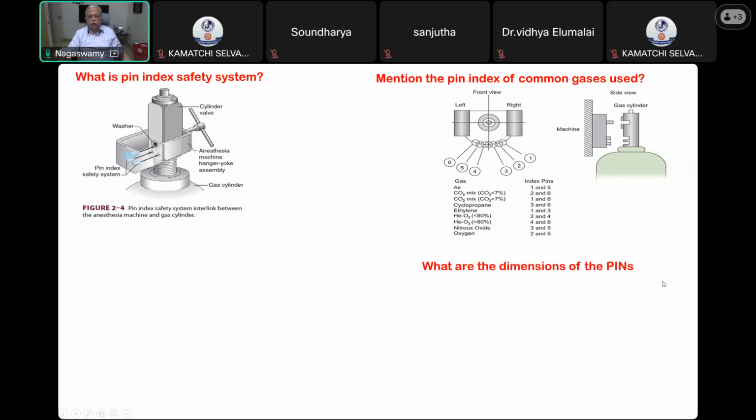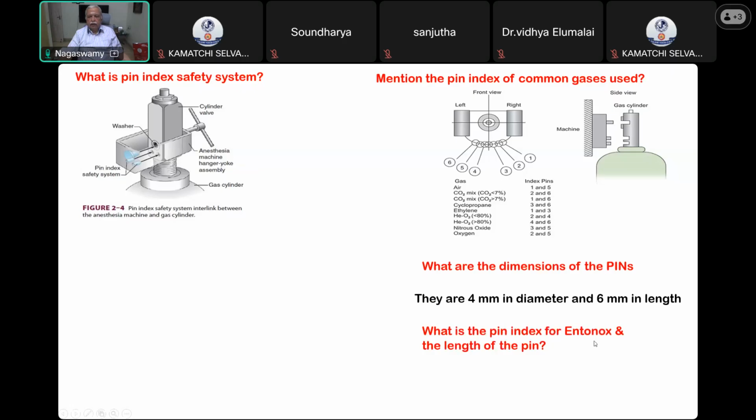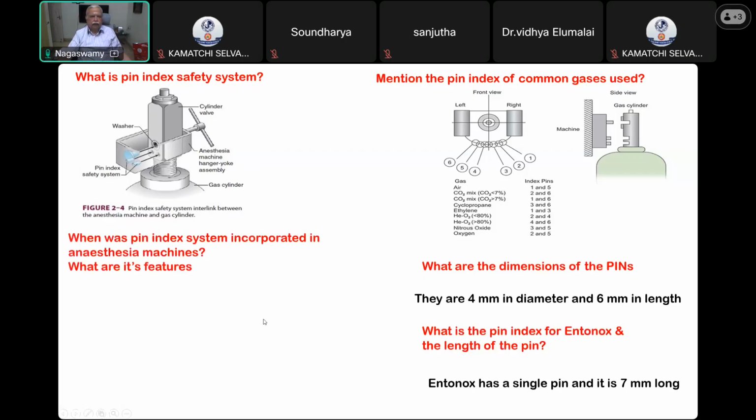Sometimes some cranky examiner wants to know the exact dimensions of the pins. Any idea? They are 4 millimeter in diameter and 6 millimeter in length. The pin projecting from the hanger yoke assembly is 4 millimeter diameter, 6 millimeter in length. And what is the pin index for Entonox and what is the length of the pin? Entonox is number 7, and the pin is 7 millimeter. It is a single pin, called the 7th position. So a single pin, 7 millimeter long, for Entonox.